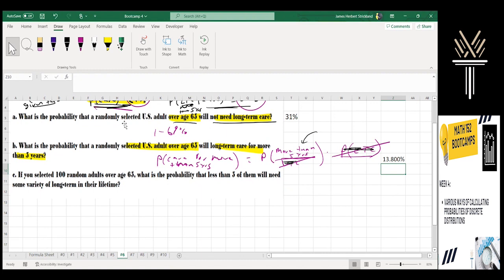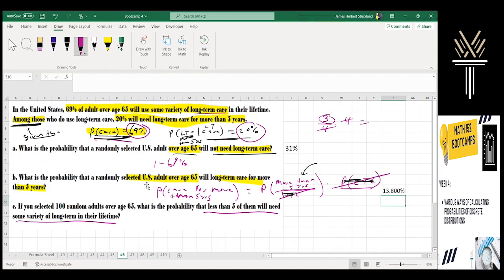Okay. Now it says, what is the probability that less than 5 of them will need some variety of long-term care? So now let's think about this. In order to answer this question, we're going to save this one for next week, because this is going to use a binomial technique. And we're not doing binomial just yet. So I'll bring this question back next week.